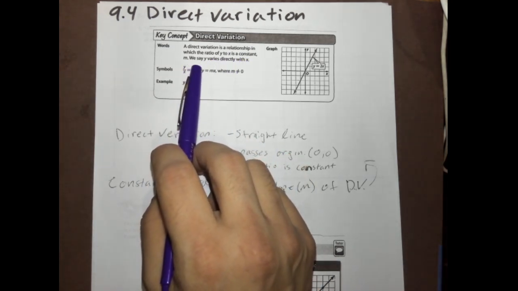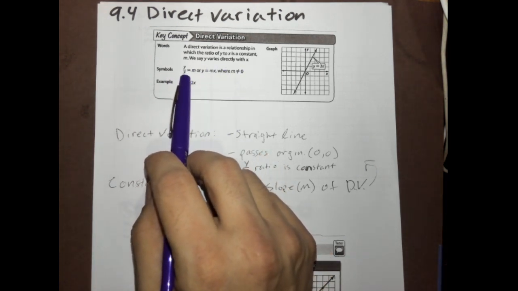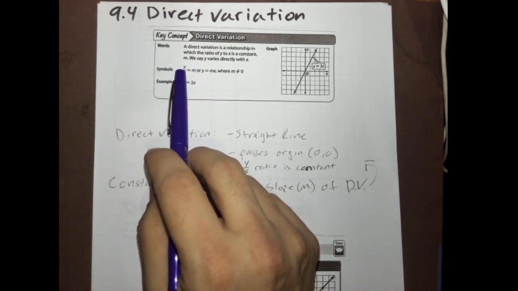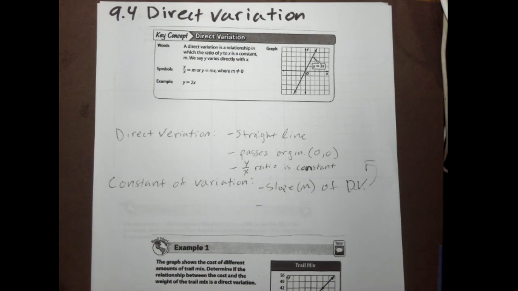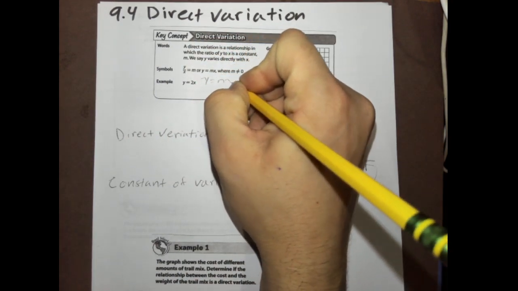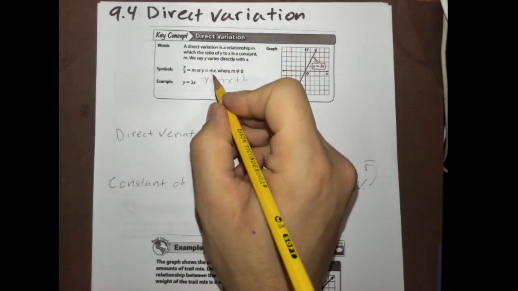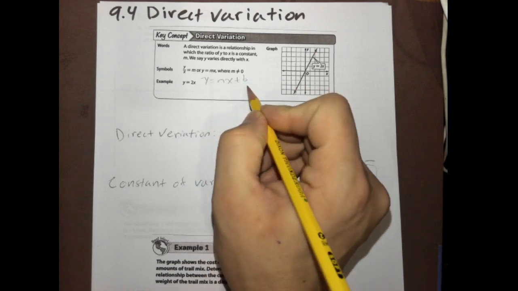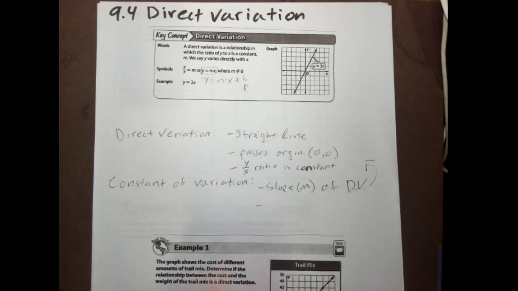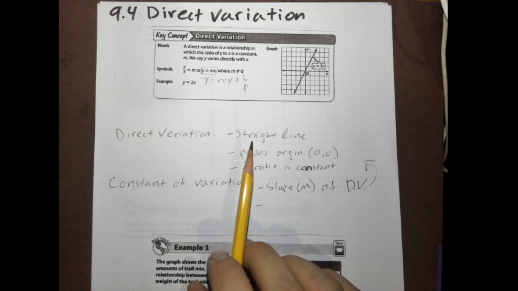We say y varies directly with x, so the equation we use for direct variation is y equals mx. Also, y over x is equal to m. Please note the difference between slope-intercept form and direct variation is that slope-intercept form has a constant and direct variation does not.